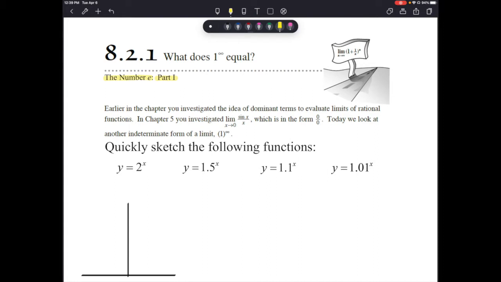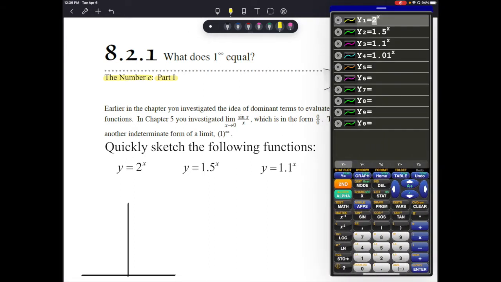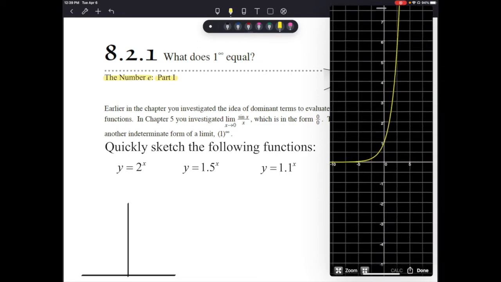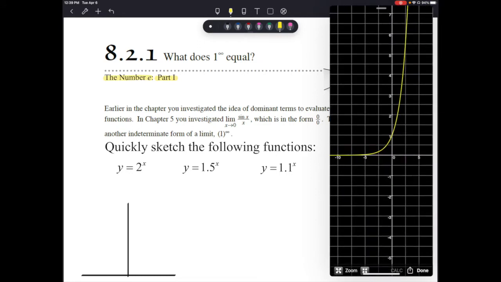So when we think about our exponential functions and what their graphs look like, let's just go ahead and graph them on the calculator. You'll see I already have these typed in, but I'm going to just activate them. So the first one, y equals 2 to the power of x. When I graph that, you'll see we have our exponential curve. I'll even zoom in a little bit, and it crosses through that point 0, 1.